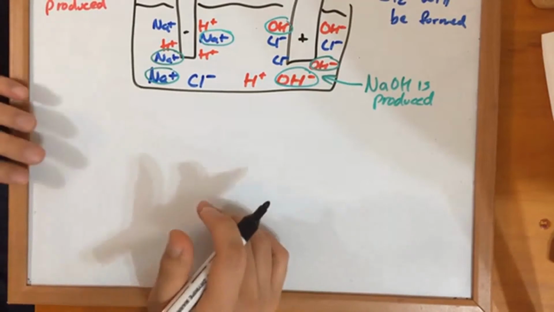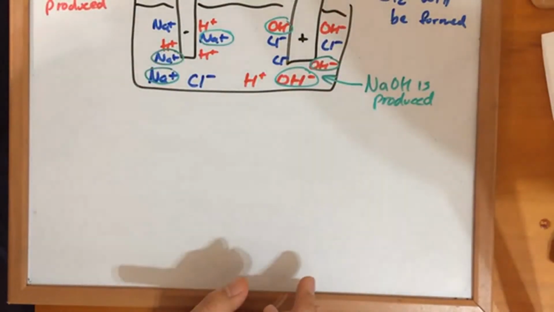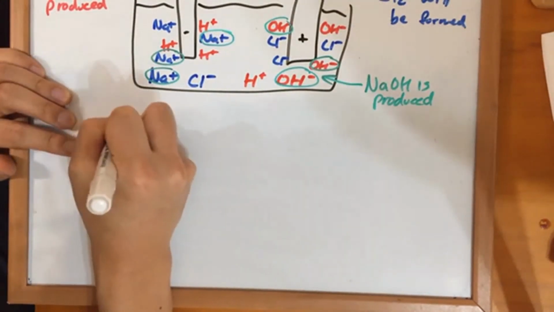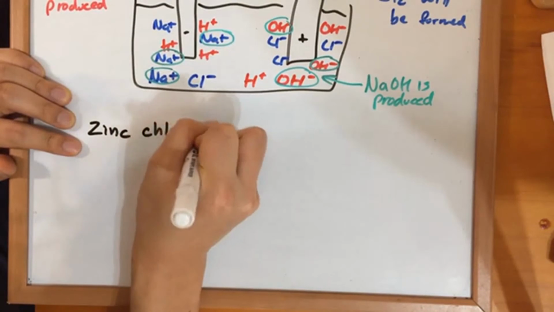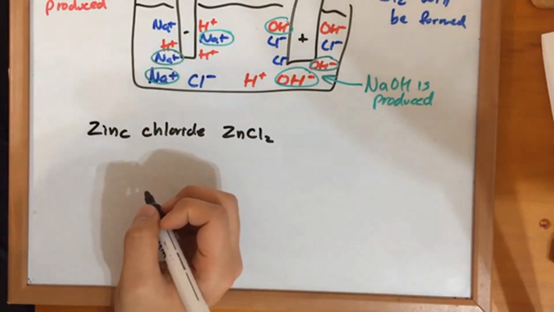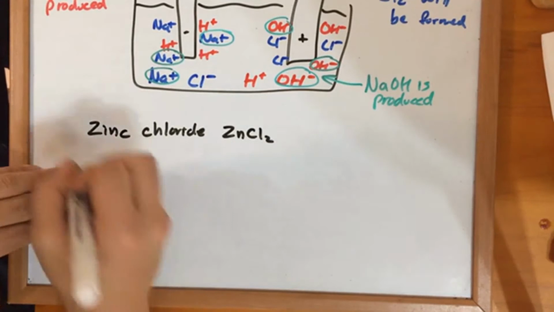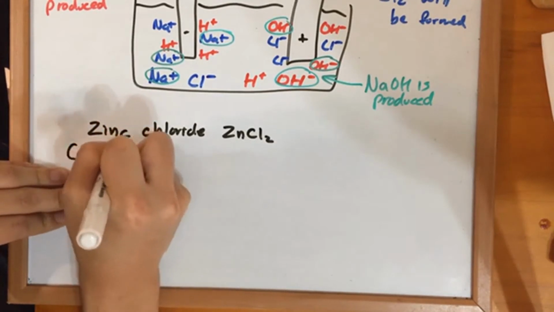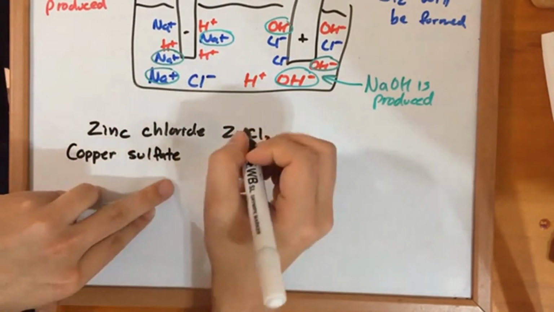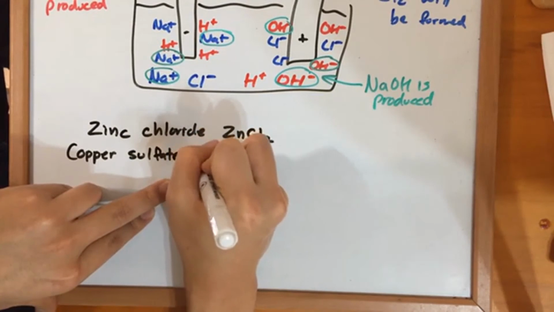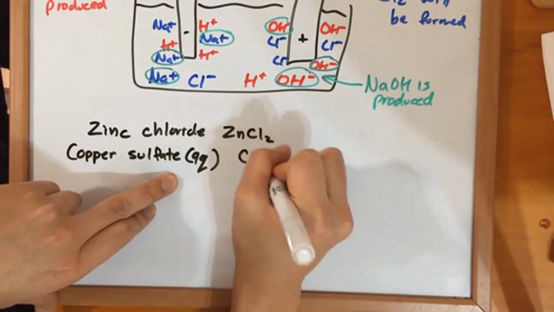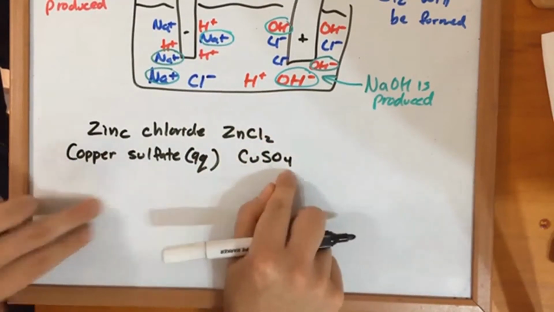That's work in itself, and you might have to draw out these diagrams if you feel like you need to. The first compound is zinc chloride, which has a formula of ZnCl2. The second one is going to be copper sulfate. I'm going to make a note here, which is really important. Copper sulfate is aqueous, which I denote by aq, and the formula for that is CuSO4. You're going to need to know that sulfate ion.